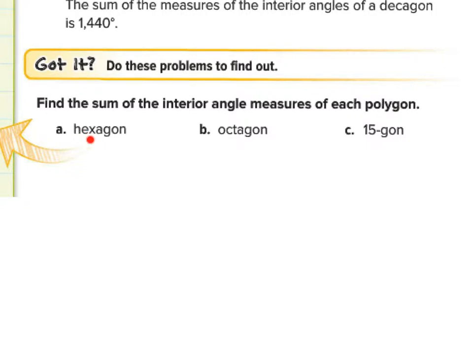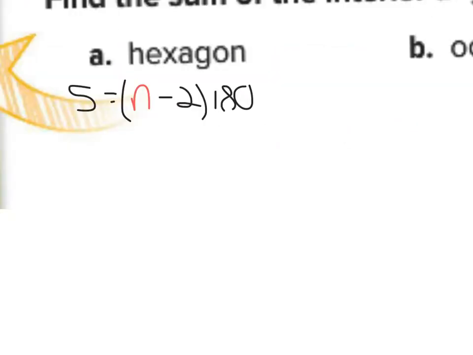Okay, if you think you got it, try these right here. We have hexagon, which has 6 sides, octagon, which has 8 sides, and 15-gon. I'm not actually sure how to say that one, but try it with these. Okay, go ahead, pause the video. Okay, let's try the hexagon. Remember to use the formula n minus 2 times 180.